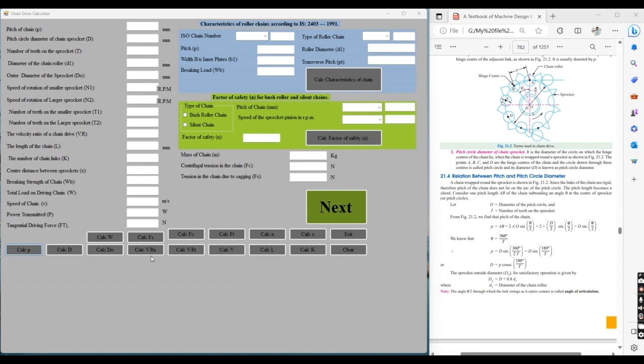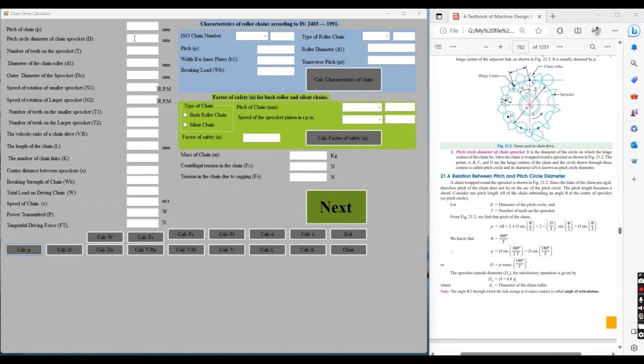Then here there are a variety of calculations in chain drive. Starting from here, this is how to calculate P. P means the pitch of a chain. From here, pitch can be calculated as D sine theta over 2. Now let us input the values of D and theta and then calculate P.